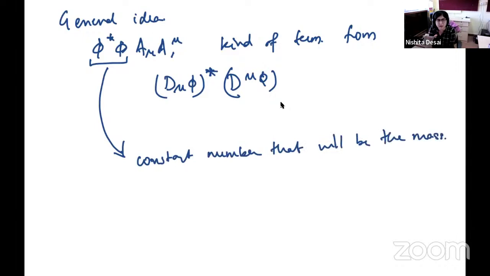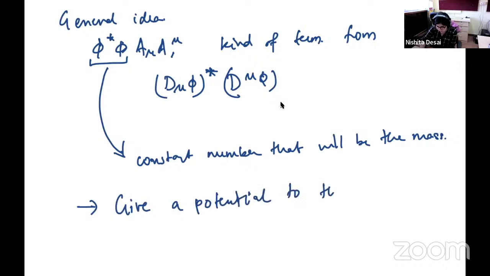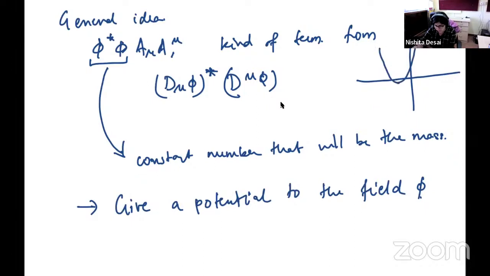So we want to somehow stabilize this phi star phi to one number. And the way to do this is to give a potential to the field phi. So this is the general idea. If you have some extra potential field phi and it naturally comes to rest somewhere here, so this is some non-zero number, let me just call it E.